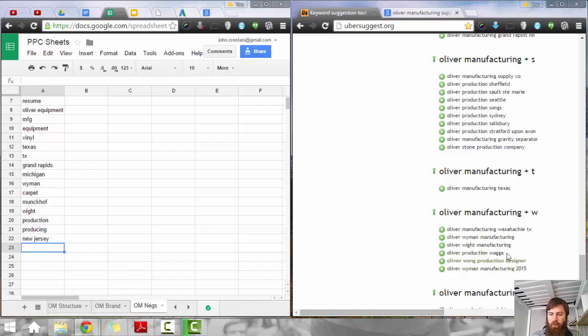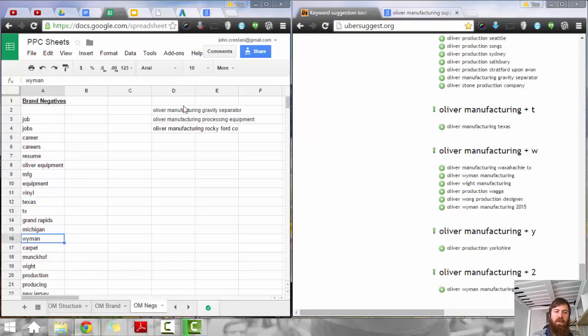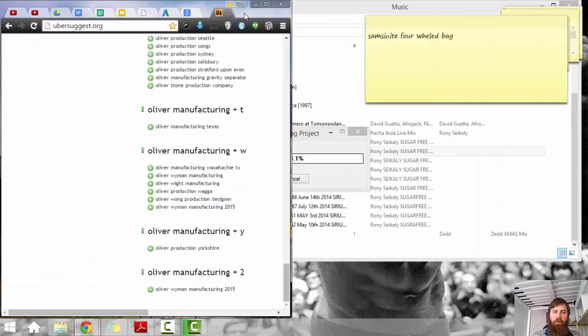White Wyman. EX is negatived out, but we can also add in Waxahachie. So there's another negative. Oliver Production and Wyman. So we got a lot of negatives. Notice this campaign, we have a ton of negatives going on. So that's definitely something that's a bit unique about this account.